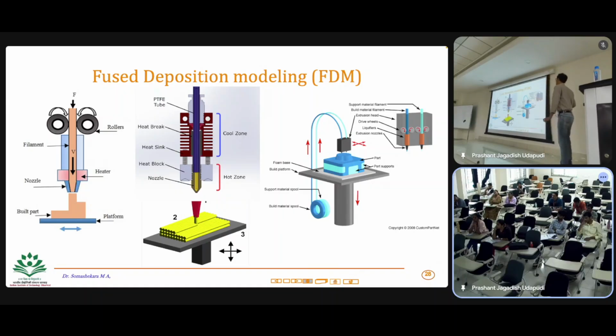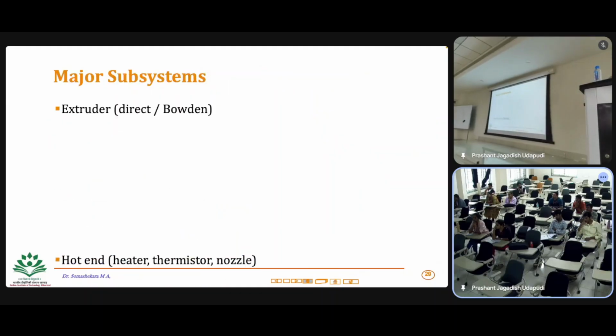But then you need to see how to differentiate. For example, when you print a model material versus a support material, what is the way? One way is you print with a less dense material, so less material, so that you can peel it off or remove it after printing.